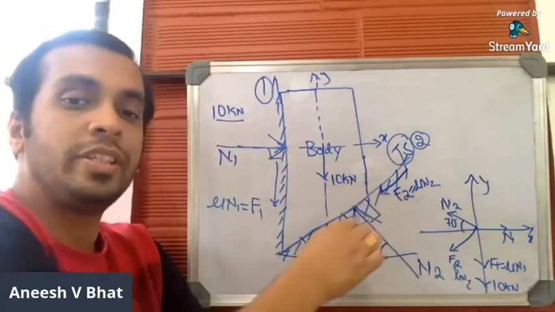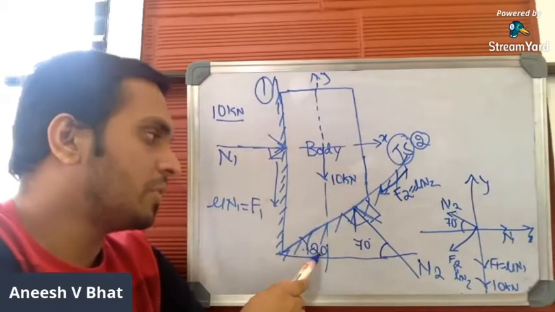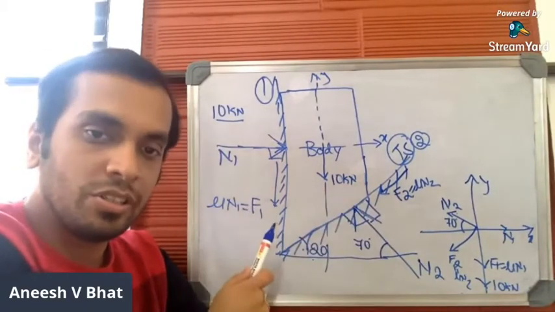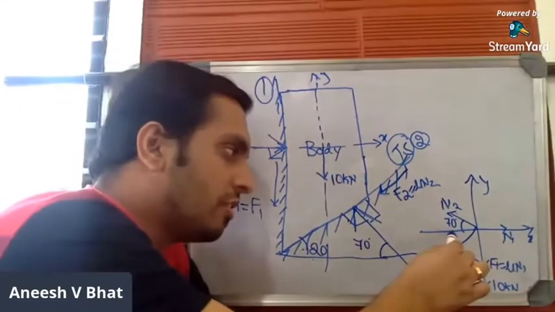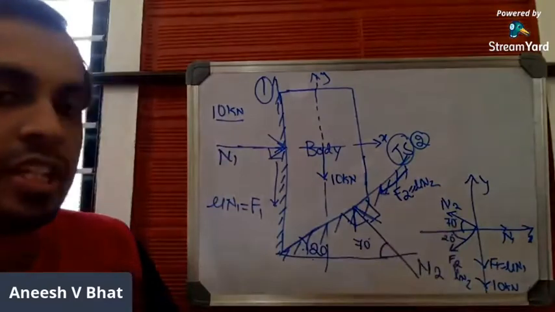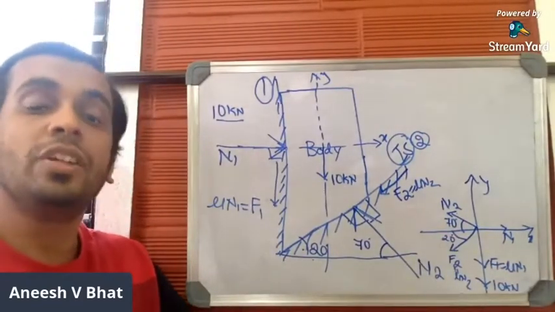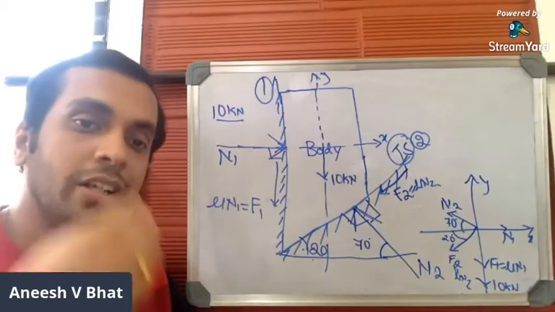The inclination of F2 with respect to horizontal should be the same as the inclination of the surface with respect to horizontal, because F2 is tangential to the surface. The surface makes an angle of 20 degrees with respect to horizontal. So this is the free body diagram as far as the body is concerned. Once you draw the free body diagram, you have to apply the conditions of equilibrium.